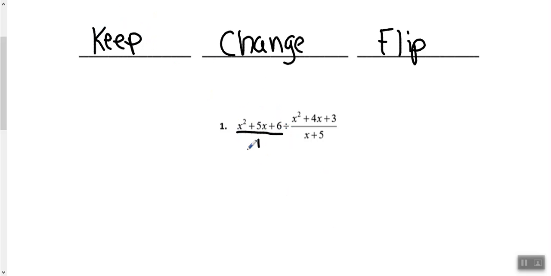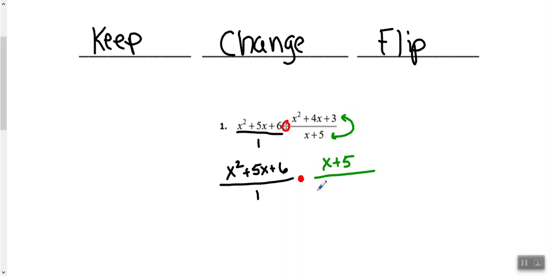So with number 1, again, it is 2 fractions because that's over 1. So the keep goes with this first fraction. I'm going to keep that the same. X squared plus 5x plus 6 over 1. Change is changing the division to multiplication. And then flip is you flip the second fraction. So we have x plus 5 on the top over x squared plus 4x plus 3 on the bottom.